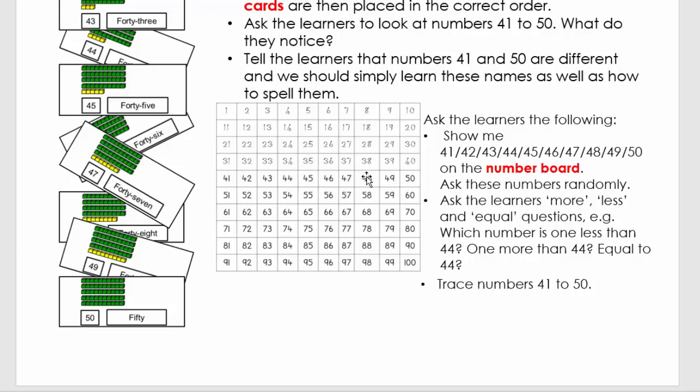45 equals 40 plus 5, but we can also say 45 minus 2 equals 43. So 47 plus 1 equals 48. So do a lot of these types of practical questions. And then they can trace the numbers 41 to 50 on their worksheet, or they can do it in the air.